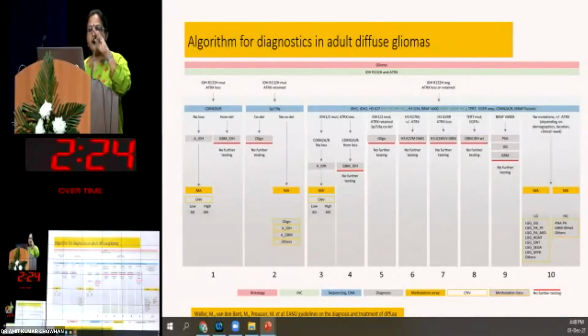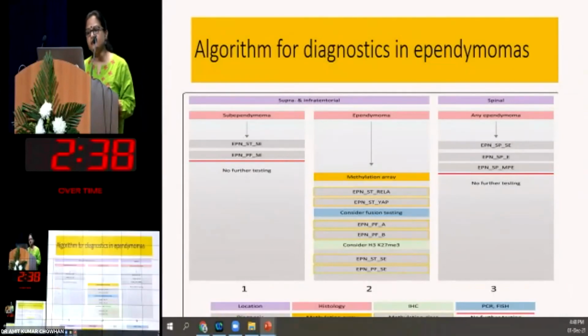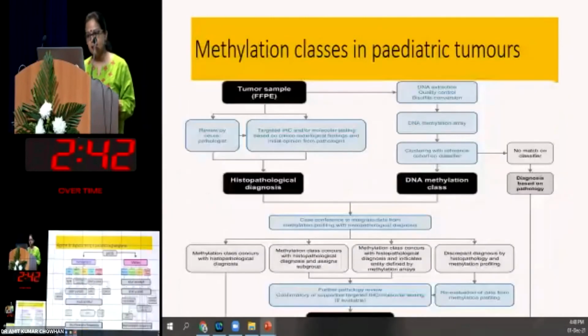You can stop at the histological diagnosis, and only in a few cases these molecular assays are needed. So if we use these guidelines, for example, by EANO or other groups, then you don't have to spend a lot of money on these assays. So there are these algorithms which have been recommended for gliomas, adult and pediatric, as well as ependymomas.